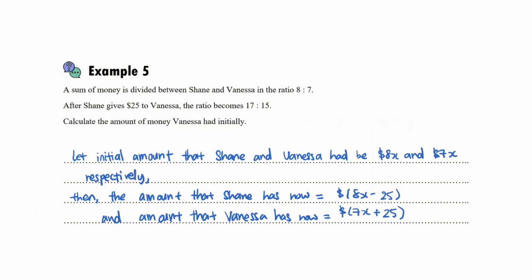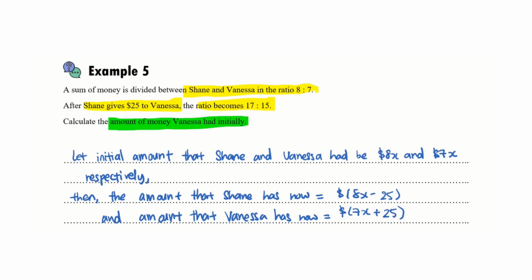We will now take a look at the last example that we will be covering today, which is example 5. This question is a problem sum, but don't worry, we will break it down together. This question says that there is a sum of money being divided between Shane and Vanessa in the ratio of 8:7. So this is an important part of the question. Then Shane gave $25 to Vanessa, and this ratio became 17:15. The aim of the question is to find out the amount of money Vanessa had initially.